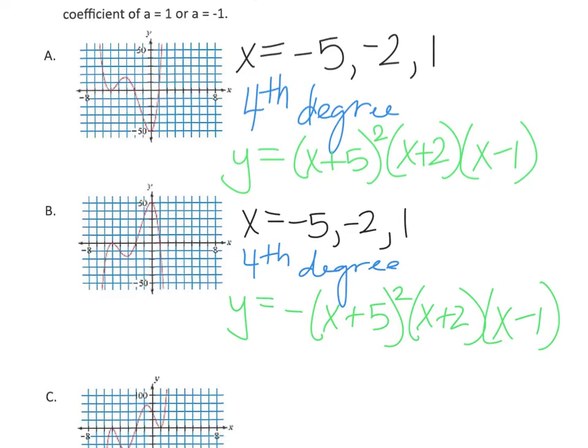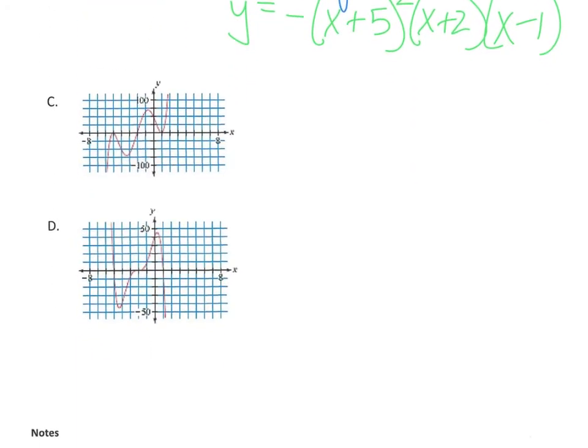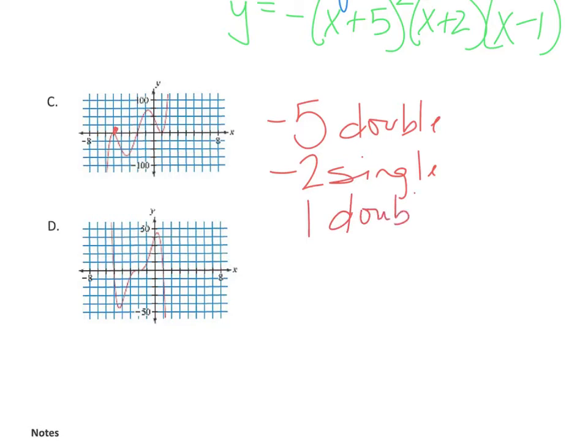Let's talk about these other two. What kind of roots do we have? I have here a bounce, so that means it's a double. At -5, I have a double root. And here, I have a cross through. At -2, I have a single. And here, I have a bounce again. So I have, at +1, a double. These add up, double, single, double, to a 5th degree. And look, odd degree, opposite directions.